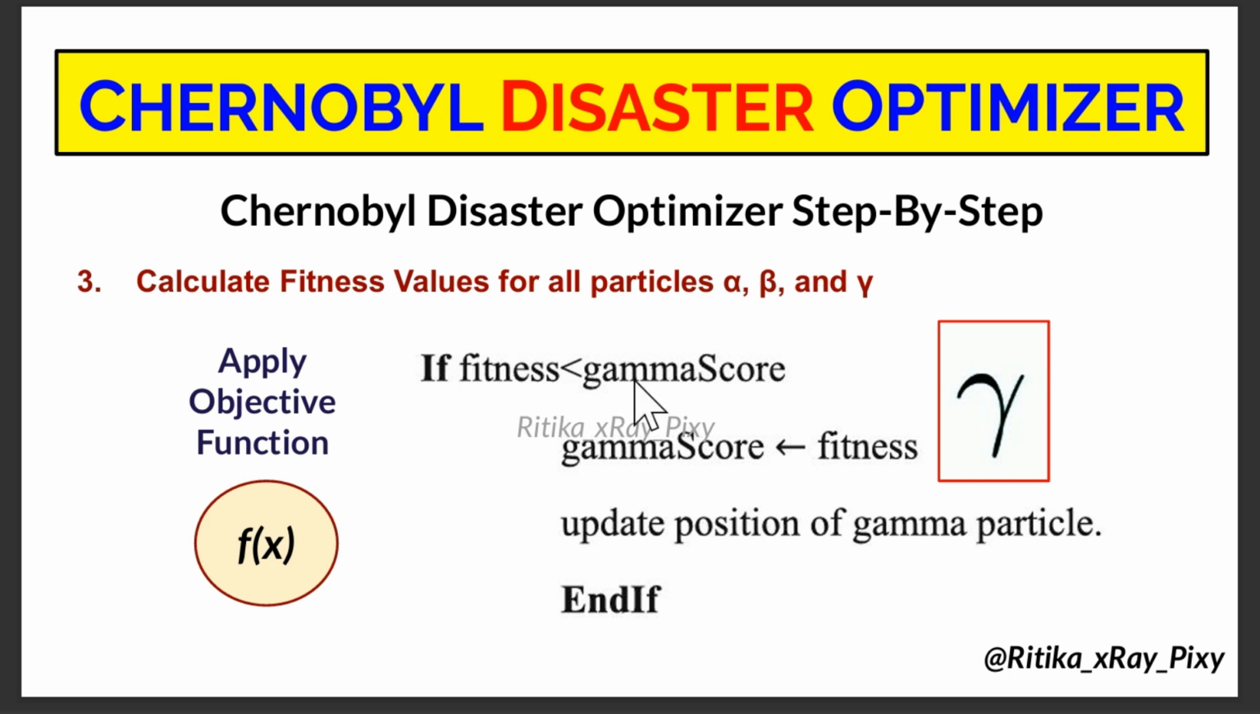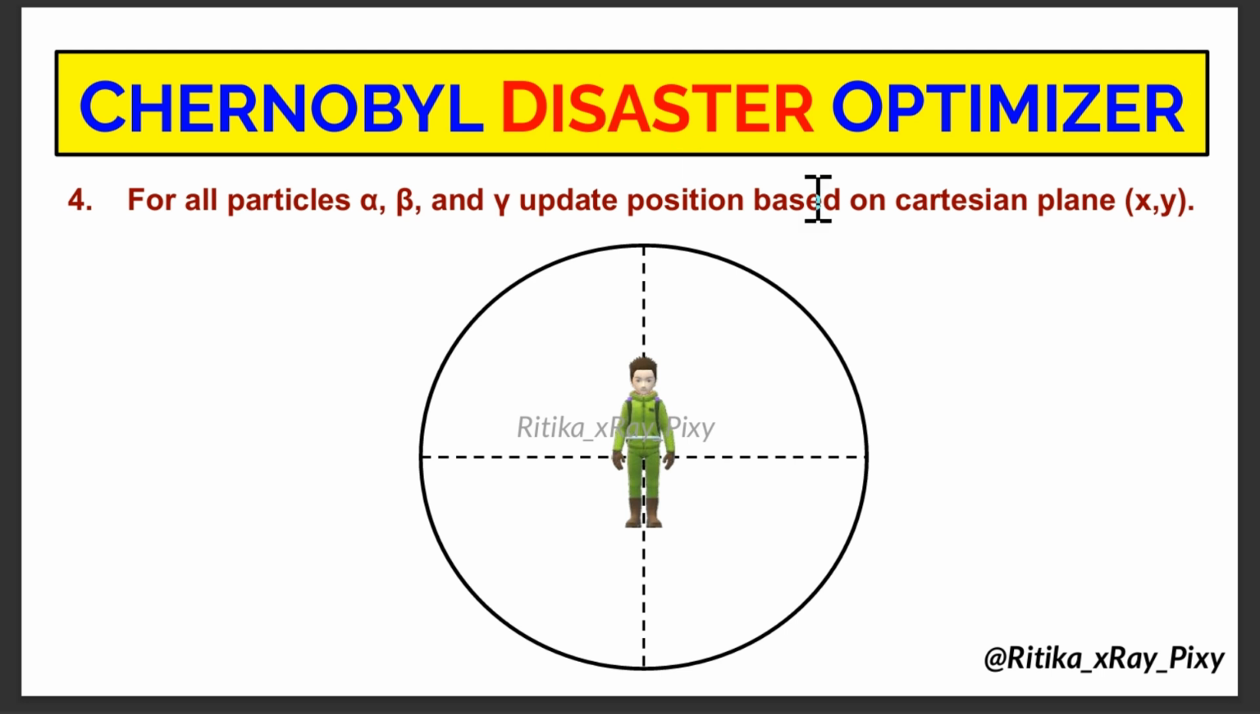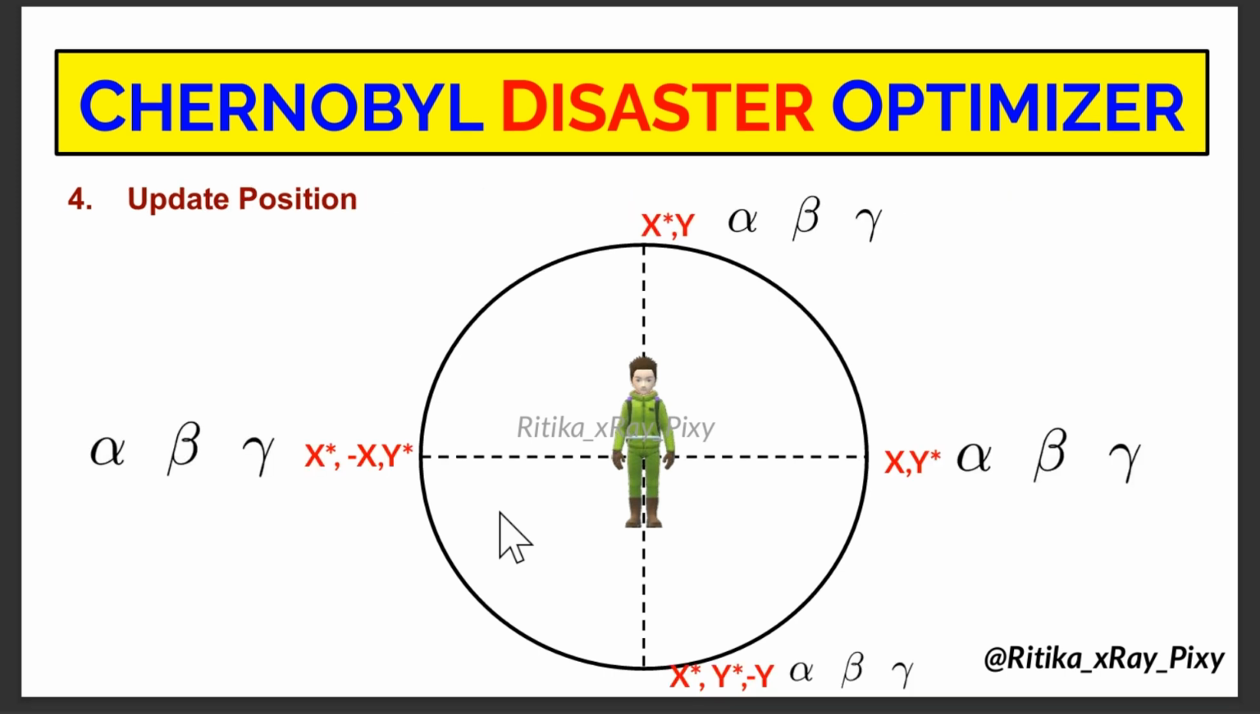If a particle's fitness is better than the current gamma score, then we will update the gamma particle position. Similarly, we will compare and update the positions for alpha and beta particles based on their fitness values. Here, the alpha, beta, and gamma scores store the best solutions found so far. Step 4. Now for all particles alpha, beta, gamma, we will update the position based on the Cartesian plane.